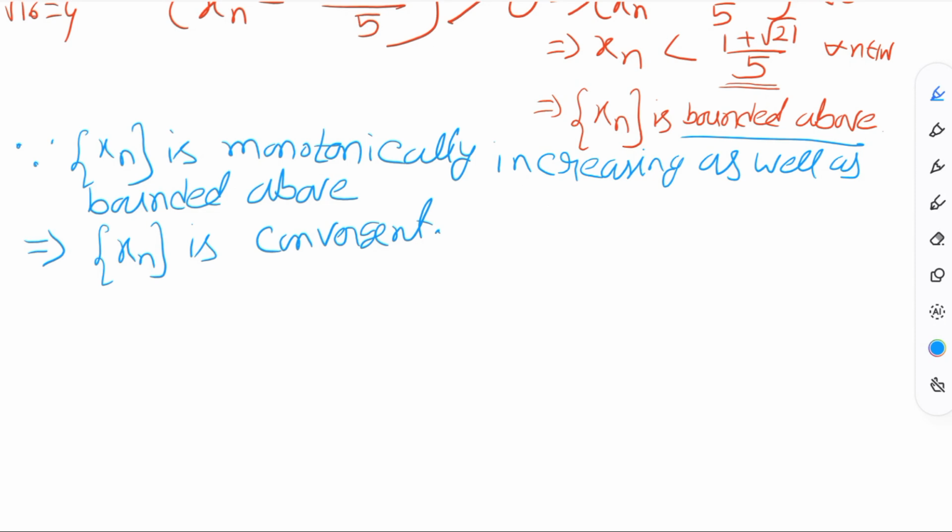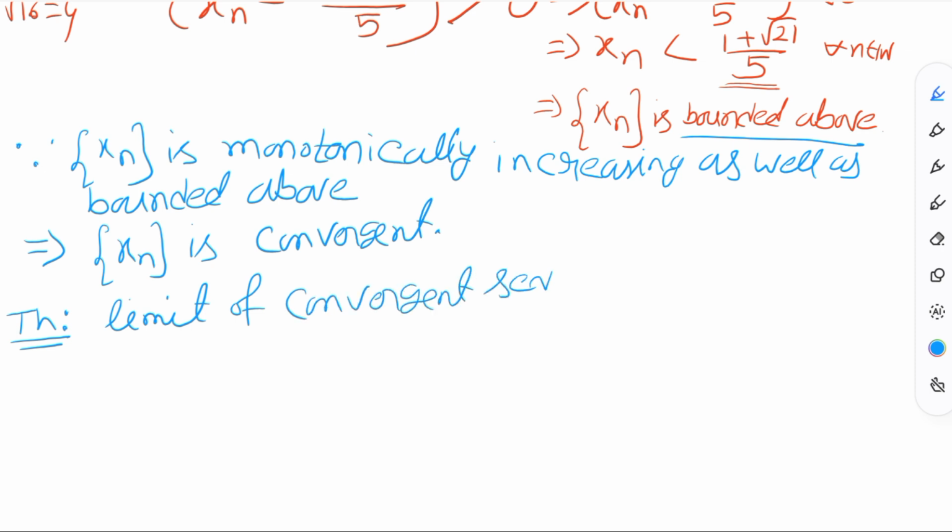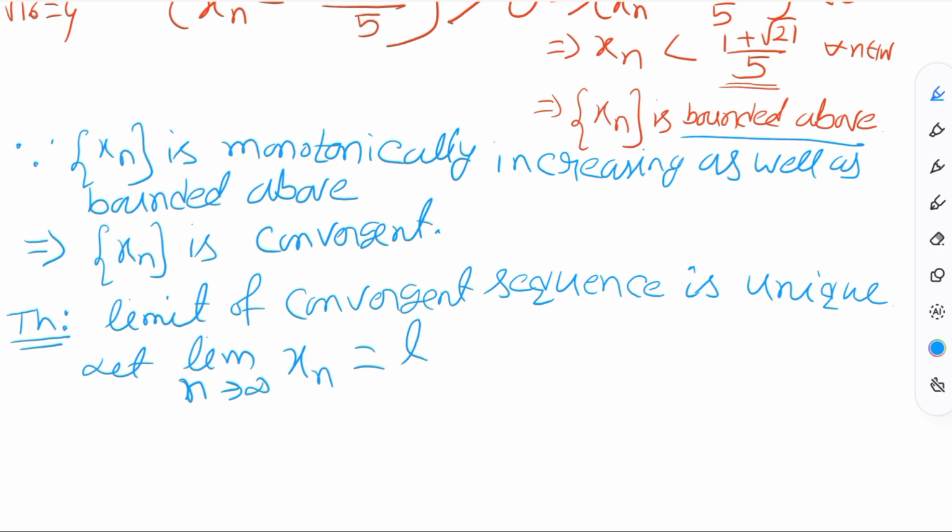Now what do you have to do, students? I have shown the sequence is convergent. Now you have to show the limit of the sequence. Now students, look, I also mentioned one theorem: the limit of a convergent sequence is unique. That means, students, suppose I write let limit n tends to infinity xn is l. I said the limiting value of xn is l, so then you can write limit n tends to infinity xn plus 1 is also l, because the limit of a convergent sequence is always unique. Clear everyone?